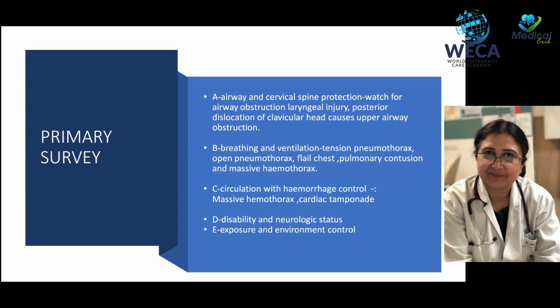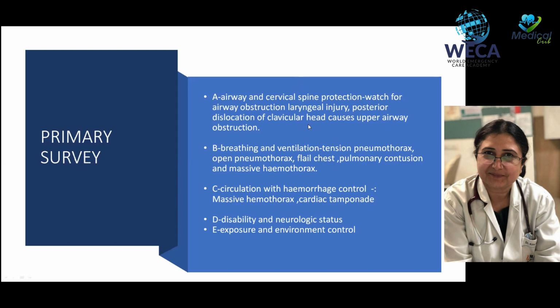There are 5 points to the primary survey. A is airway and cervical spine protection. So we have to watch for airway obstruction like laryngeal injuries, posterior dislocation of the clavicular head, which causes upper airway obstruction. B is for breathing and ventilation.